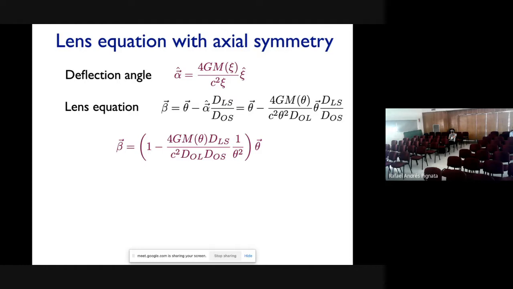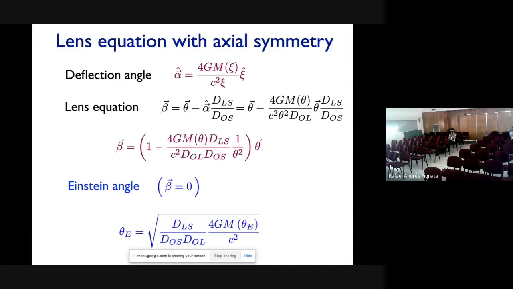In the case of perfect alignment, meaning beta equals zero, then we have the Einstein ring. And you can show easily that the angular size of this Einstein ring is just given by this expression. So that tells you that when you look at an Einstein ring and you measure its radius, if you know the redshifts of the lens and the source, so that you can compute these distances that show up here, then you can estimate directly the mass contained within this Einstein radius. So that's a very simple and efficient way of weighing a galaxy.